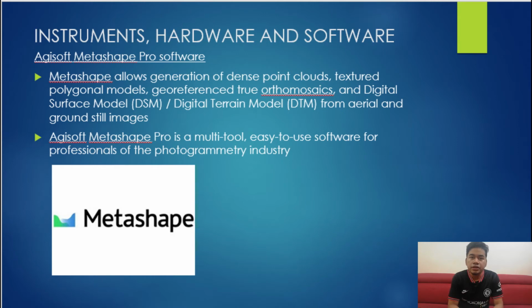In this project, there are some software involved and used for UAV and terrestrial laser scanner. First, for UAV is Agisoft Metashape. Metashape allows generation of dense point clouds, textured polygonal models, georeferenced orthomosaics, and digital surface model (DSM) or digital terrain model (DTM) from aerial and ground still images. Powerful and cost-efficient, Agisoft Metashape is a multi-tool, easy-to-use software for professionals of the photogrammetry industry.